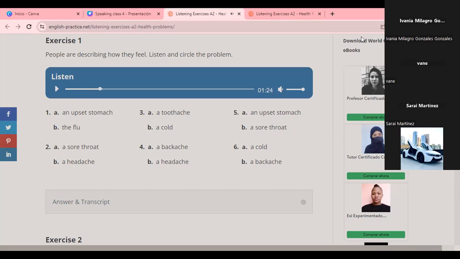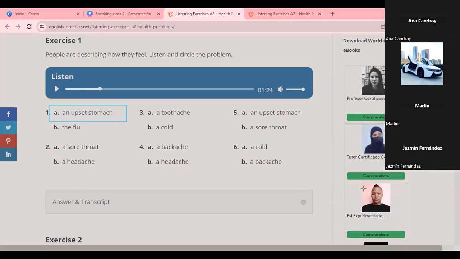What do you think, Ivania? What is the problem? What's the matter? An upset stomach. Very good. An upset stomach because he ate too much. Very good, Ivania. That is correct. Now, number two is for Jasmine. So get ready, Jasmine. Number two is for you. Let's play it.